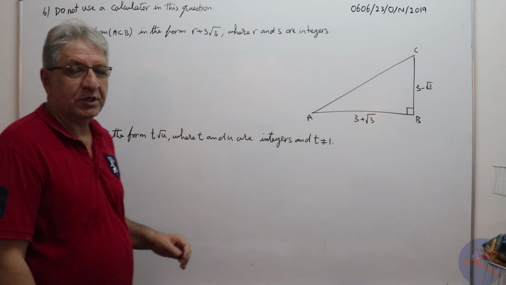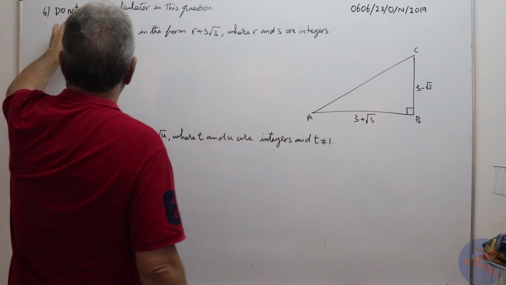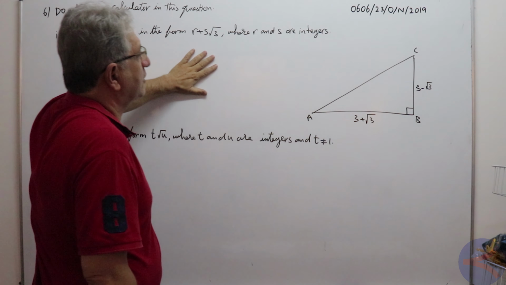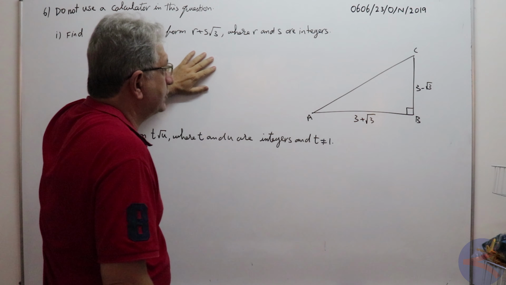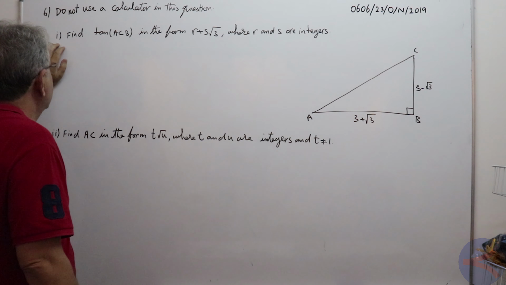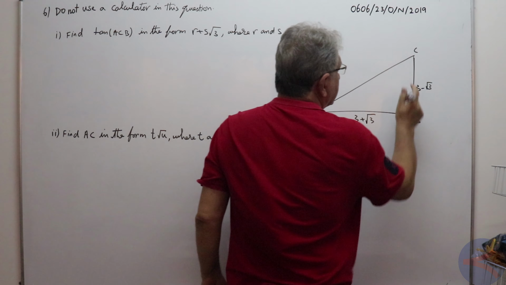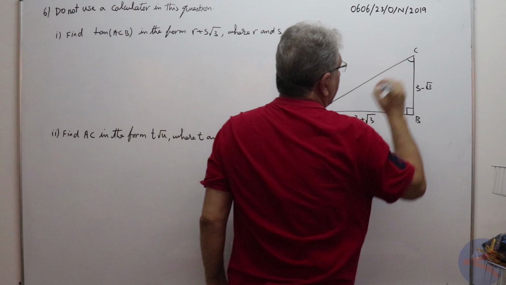Okay, now we are doing question number 6. In question number 6, it says do not use calculator in this question. Therefore, we are not supposed to use calculator in this question. The first part of this question is asking to find tan ACB. ACB is this, therefore we are supposed to find tan of this.